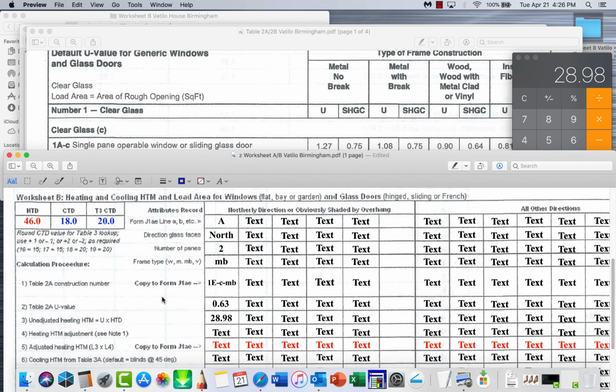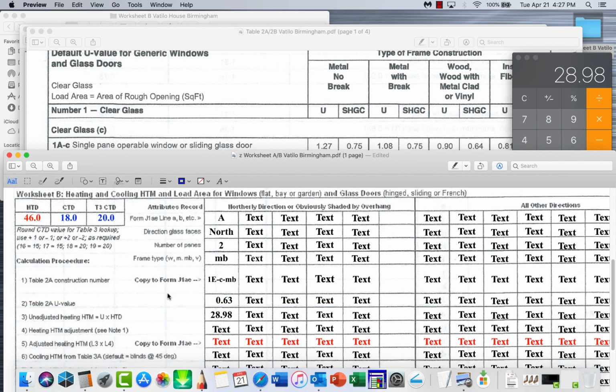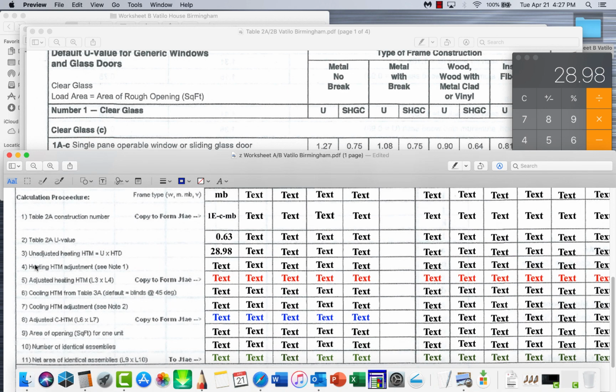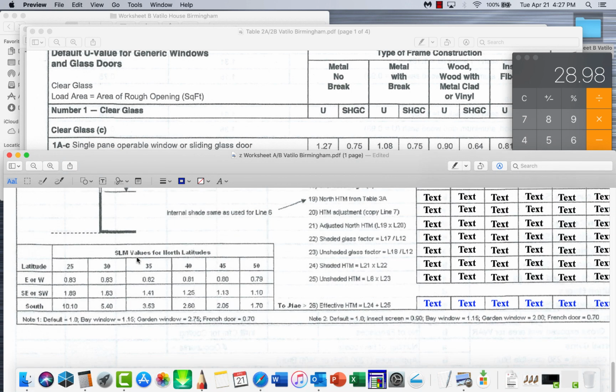Okay, there we go. Like I said, you may want to adjust a little and make sure everything's kind of lining up right. Okay. Now the next part says line 4 here. Heating HTM adjustment. See note 1. Note 1 is all the way down here at the bottom.